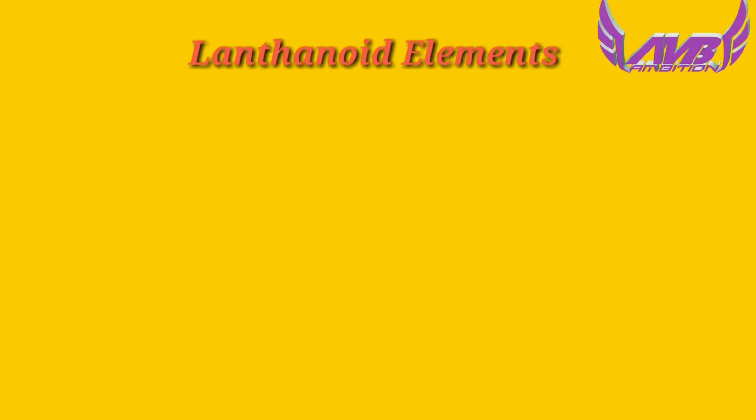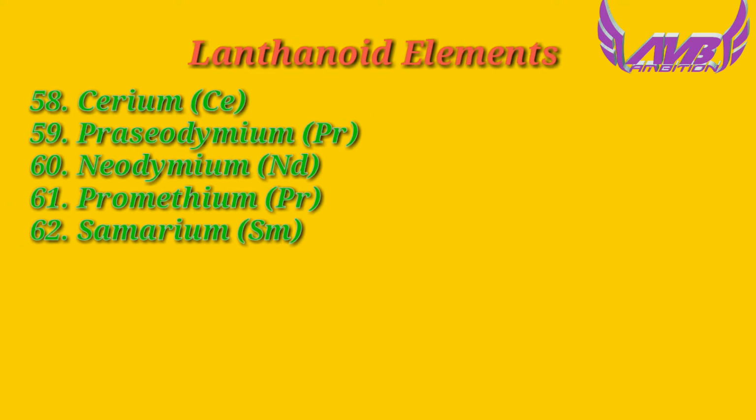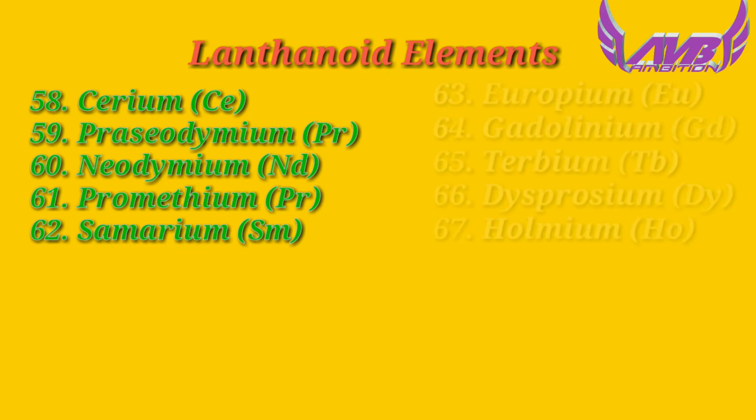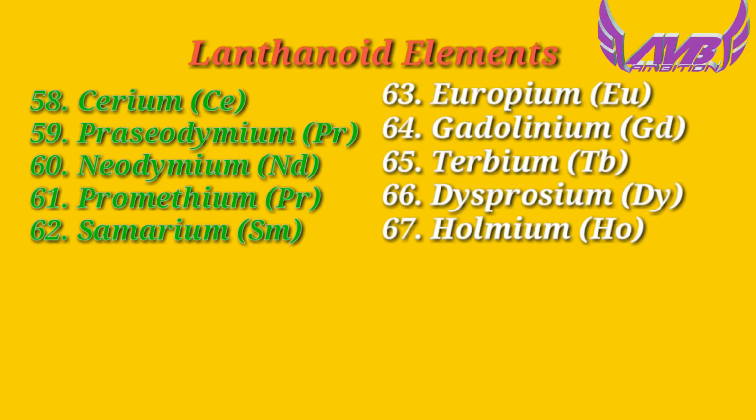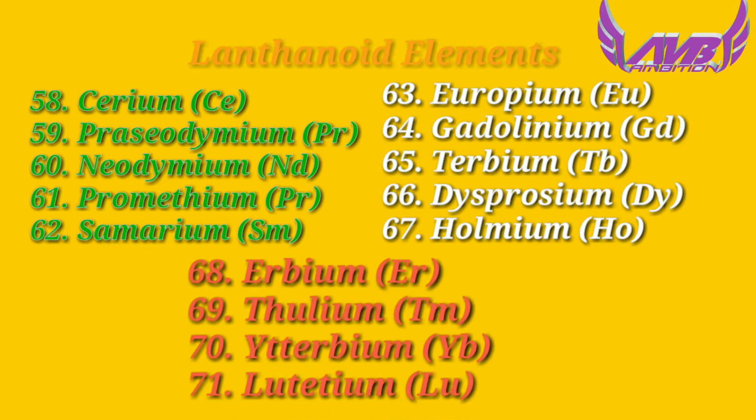The lanthanoid elements are cerium, praseodymium, neodymium, promethium, samarium, europium, gadolinium, terbium, dysprosium, holmium, erbium, thulium, ytterbium, lutetium.